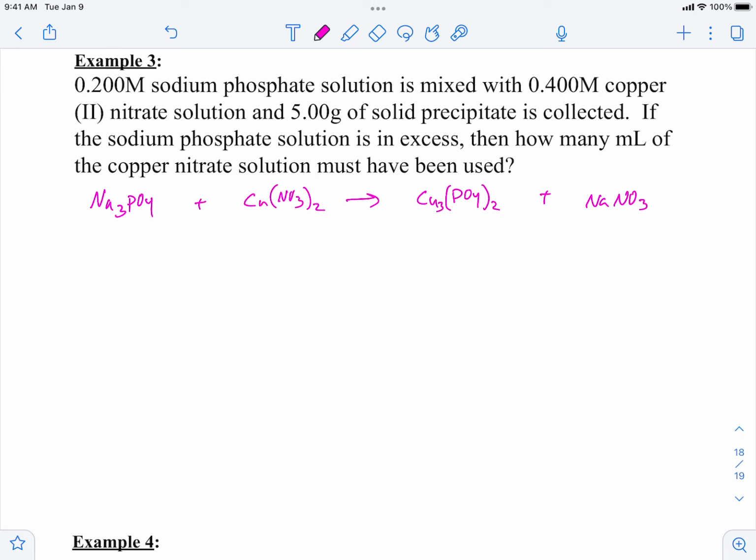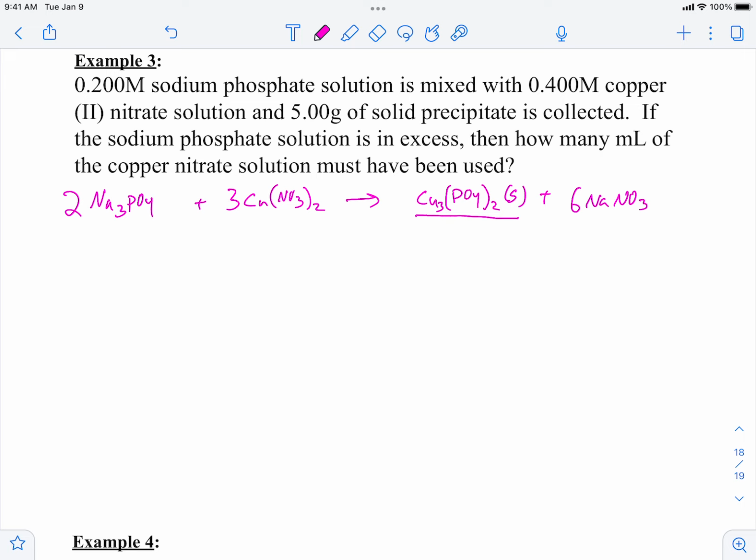Let's balance this. I'll start with the copper phosphate. It says I have 2 phosphates, so let's put a 2 over here on the left side. 6 sodiums, 6 over here. And then to get 6 nitrates, I put a 3 here. All right, I have my balanced equation. Checking my solubility rules, I see that the phosphates are insoluble, so this is my solid. That's what's going to be collected.